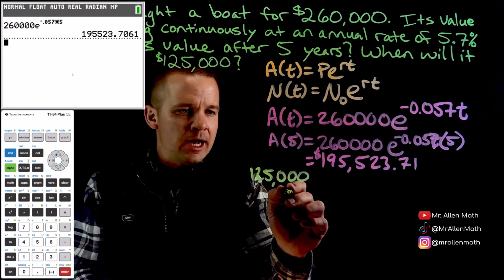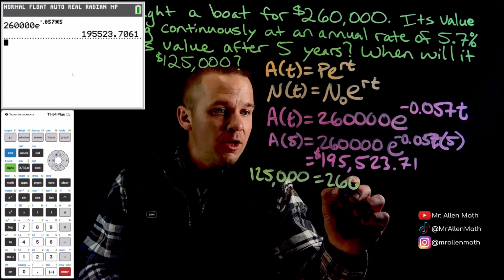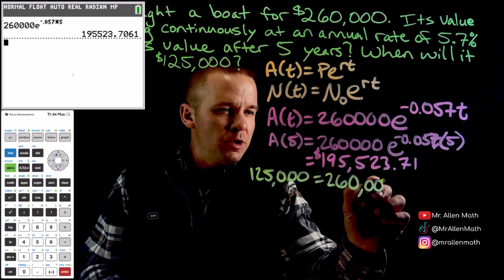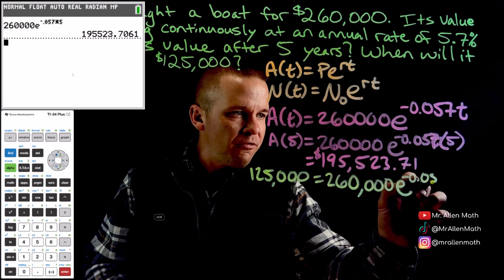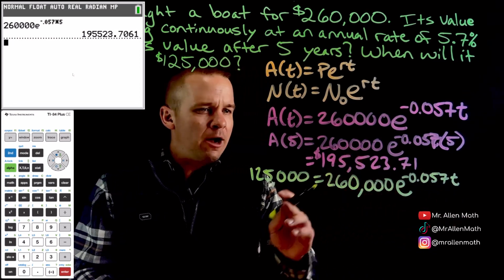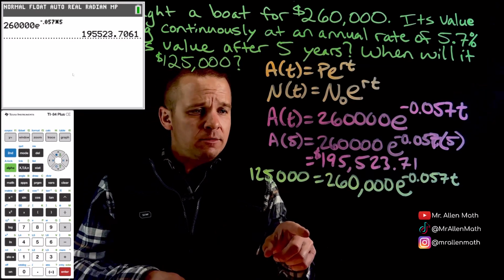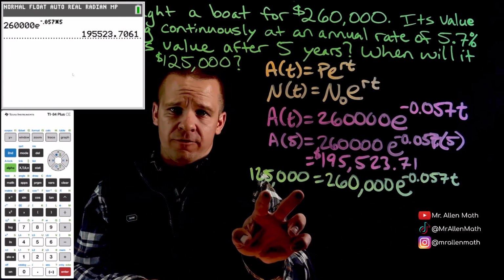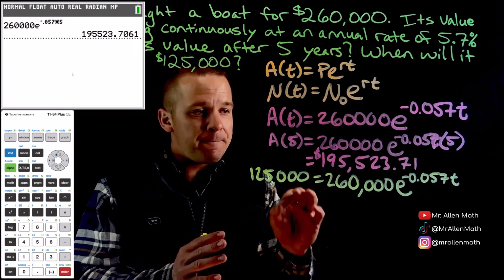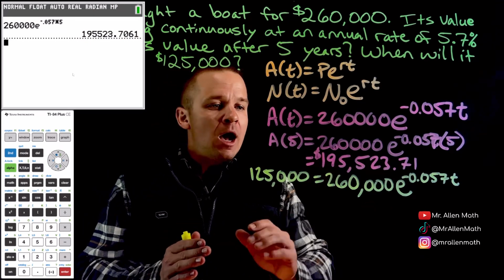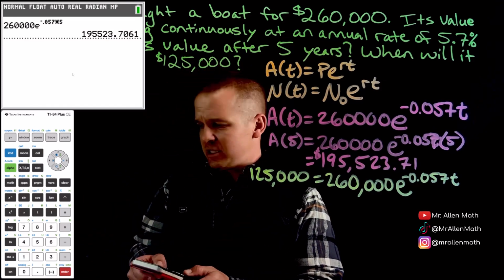125,000, okay, is equal to my right-hand side of the formula. 260,000 e to the negative 0.057t. Now, we could do one of two. We got a couple things here. We could solve this thing graphically, right? I could plug this in for y1, that in for y2. I'm going to have to adjust that window quite a bit. All right, but we can do that. You know what? Let's do that first. Let's do that way. Let's see. Well, I'll give you the choice as to what you like most.